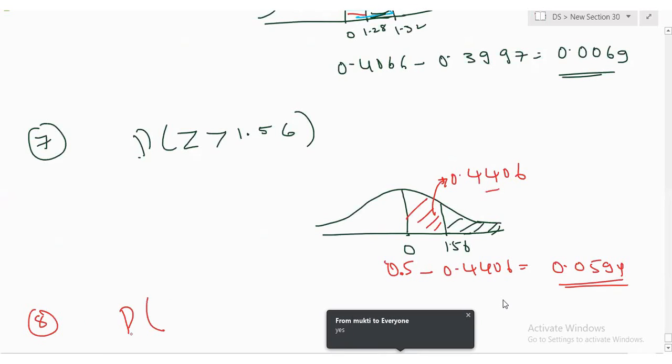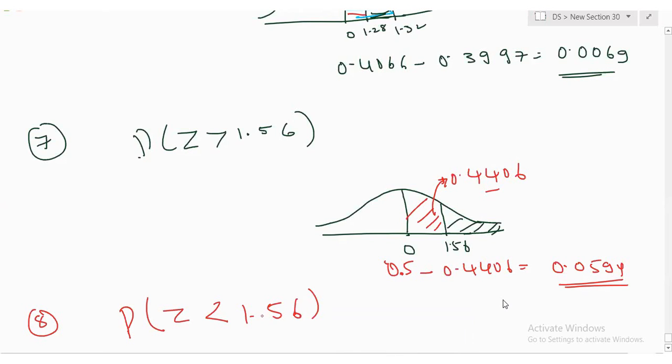Probability of Z less than 1.56. Mark the area first. Draw the picture. Mark the 0 and mark the area you want to find out. And again mark what you are getting from the table. Do the calculations accordingly. You will get the answer. Very, very powerful, I am telling you.